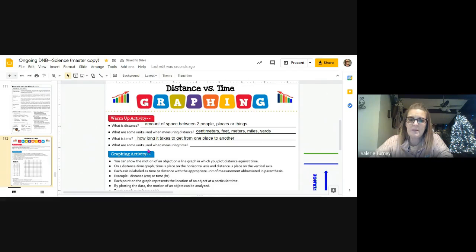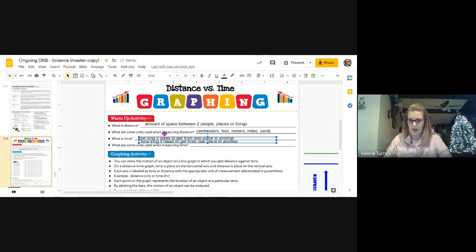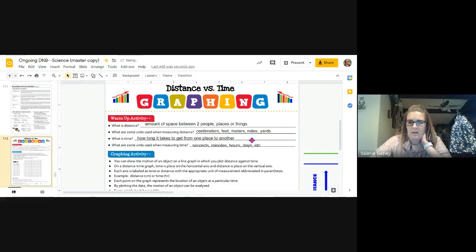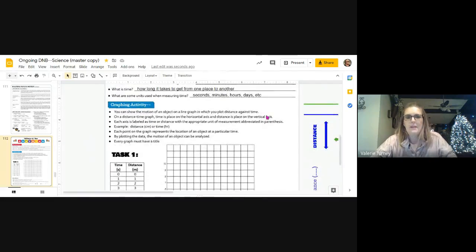And then some units that are used to measure time. We'll start off with seconds. There are minutes, hours, days, lots of different ways to measure time. Centuries and millennia. Light years is distance. All right, so there's just kind of the warm-up activity, focusing on what is distance and what is time. All right, here we go.